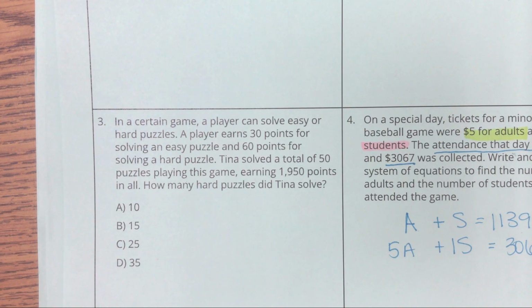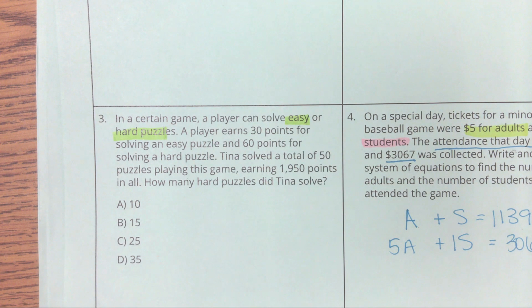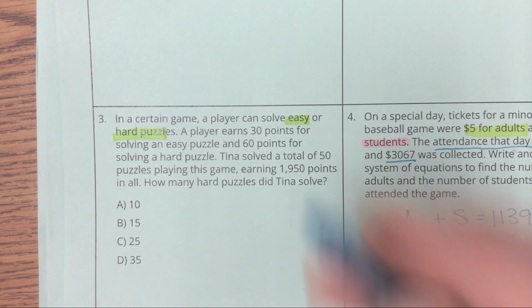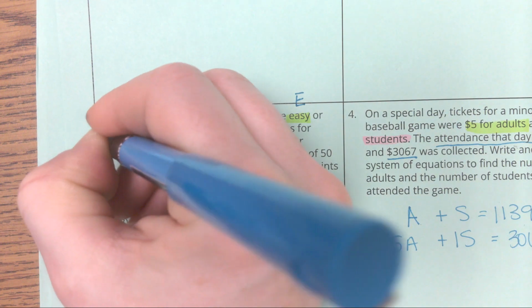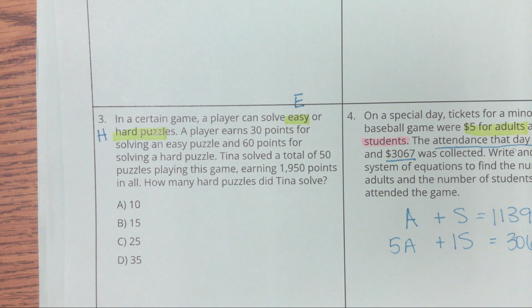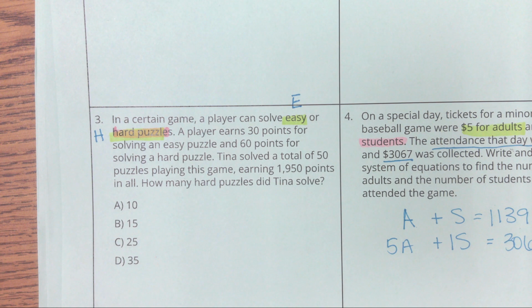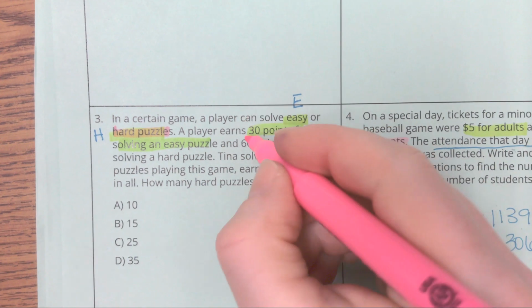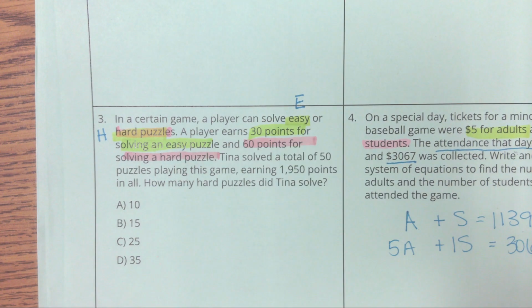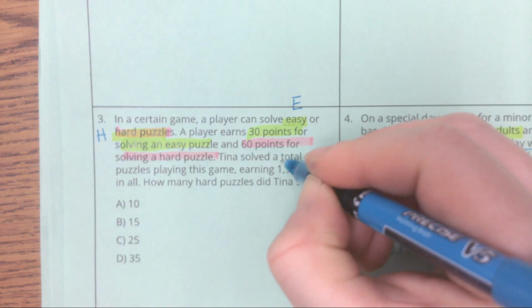In a certain game, a player can solve easy or hard puzzles. Let's call the easy puzzles E. Let's call the hard puzzles H. I really should have done different colors, huh? I'll do easy is yellow, hard is pink. A player earns 30 points for solving an easy puzzle, 60 points for solving a hard puzzle. Tina solved a total of 50 puzzles.